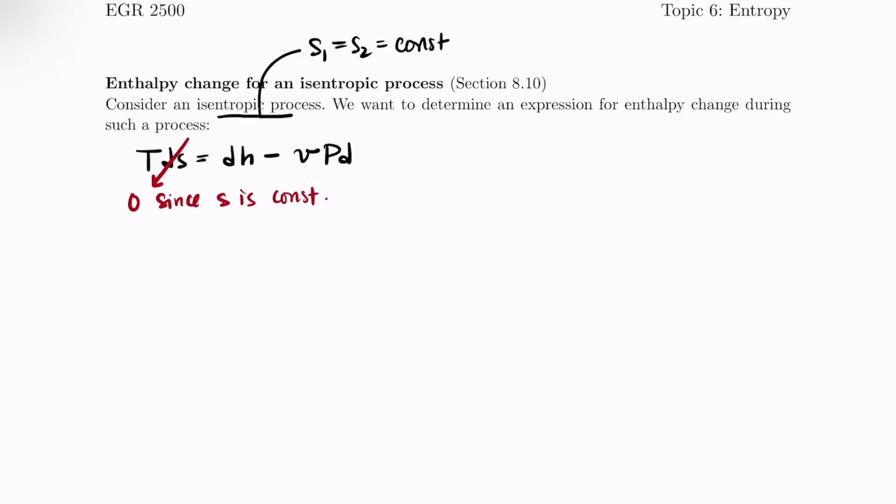So that means that we can reduce this equation to 0 is equal to DH minus VDP. Oh, DP. I'm sorry. This is DP.